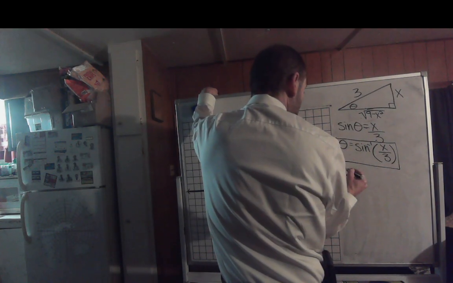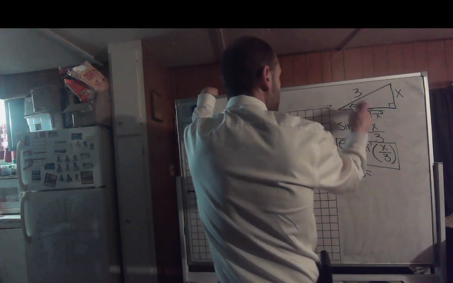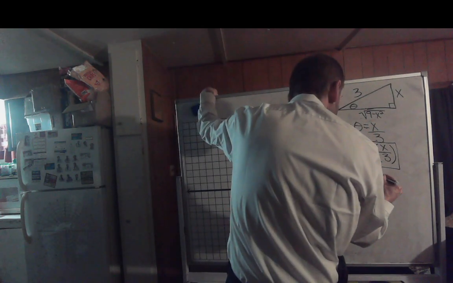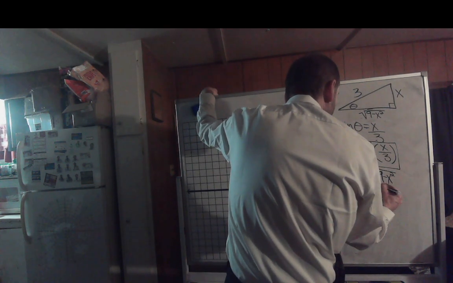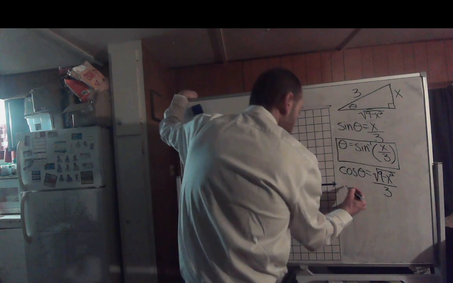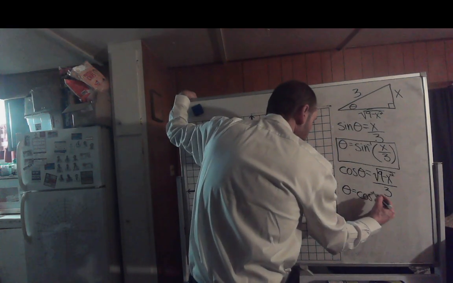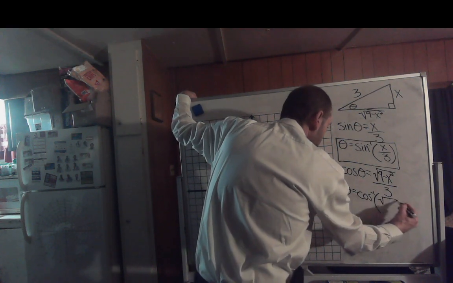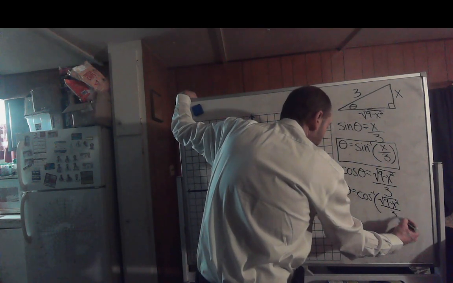Let's set up our cosine of theta. So the cosine of theta equals the adjacent over hypotenuse, so the square root of 9 minus x squared over 3, which means that theta itself would equal the cosine inverse of the square root of 9 minus x squared all over 3.